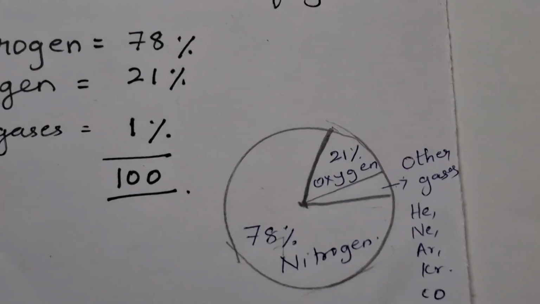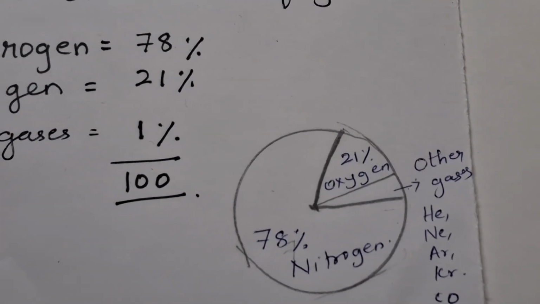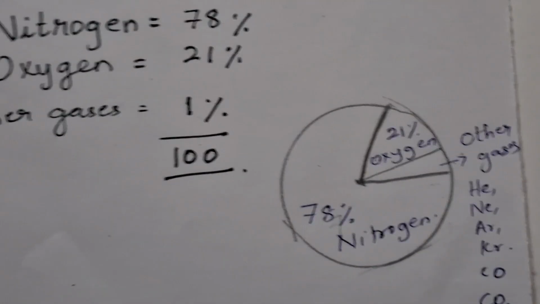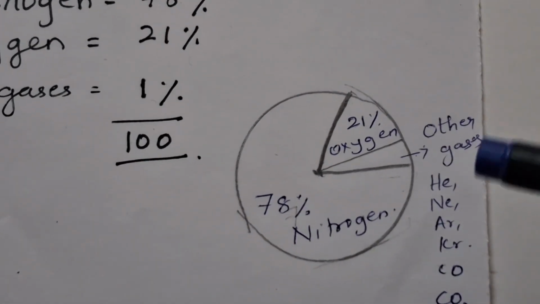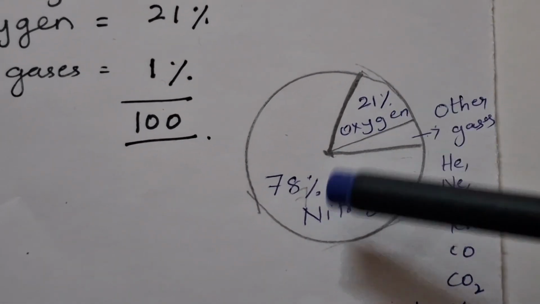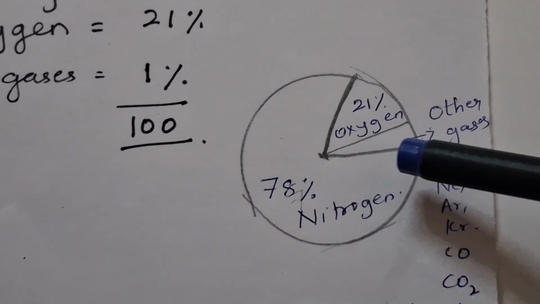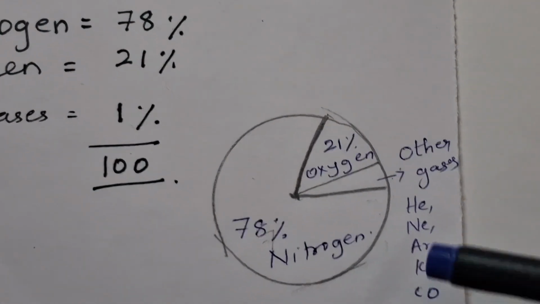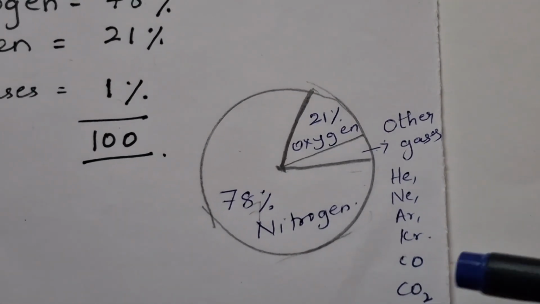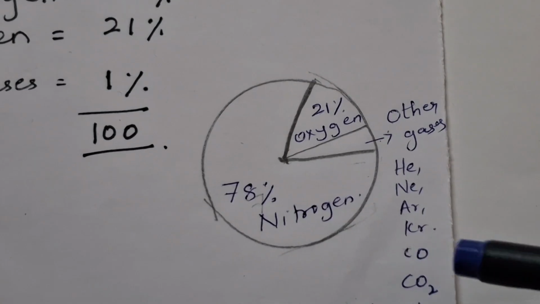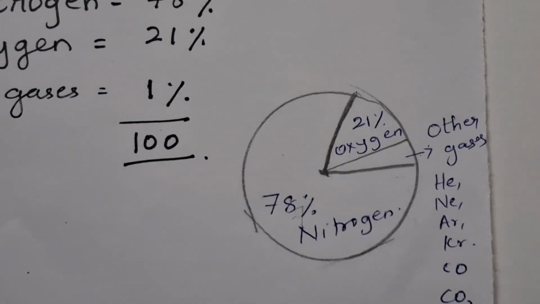So this is a pie chart which shows 78% of nitrogen and 21% of oxygen. So this is oxygen and this is nitrogen. So the other 1% is there. That 1% other gases, what are they? Helium, neon, argon, krypton, then maybe carbon dioxide, carbon monoxide. So many gases are there.